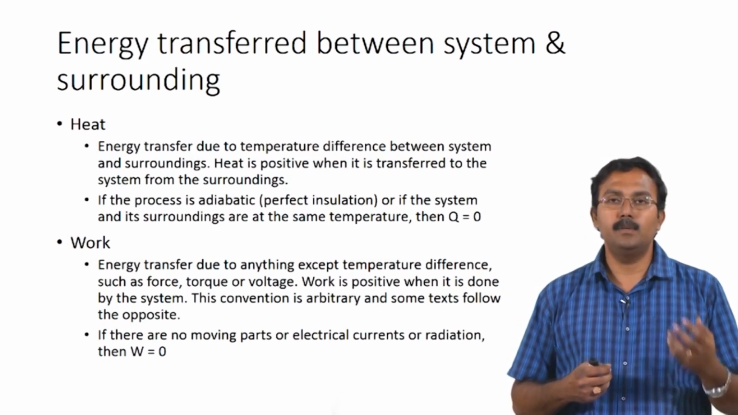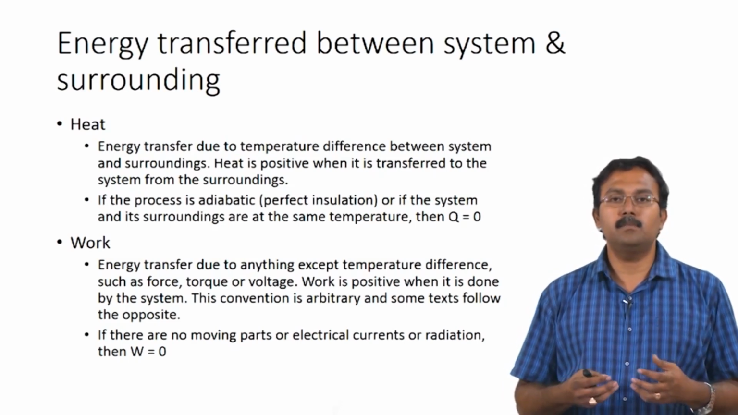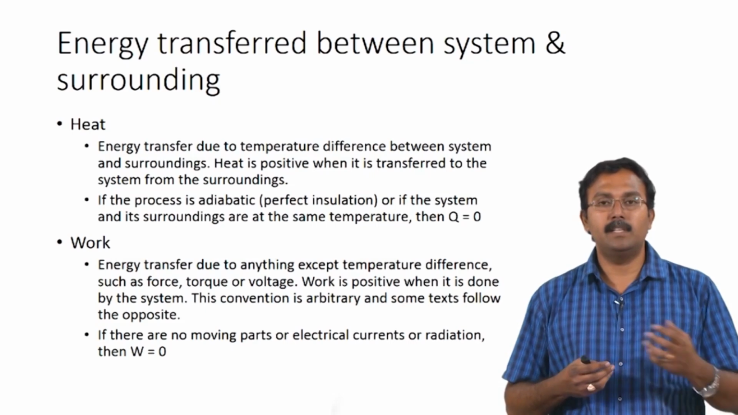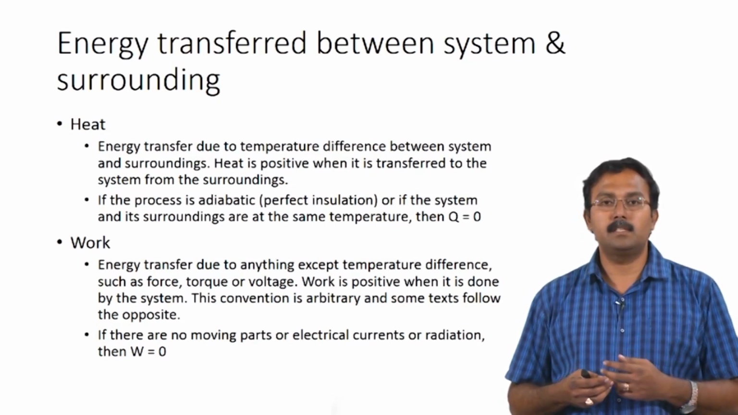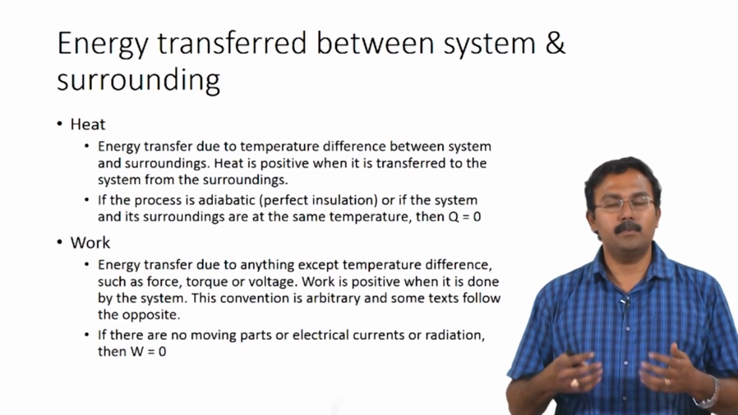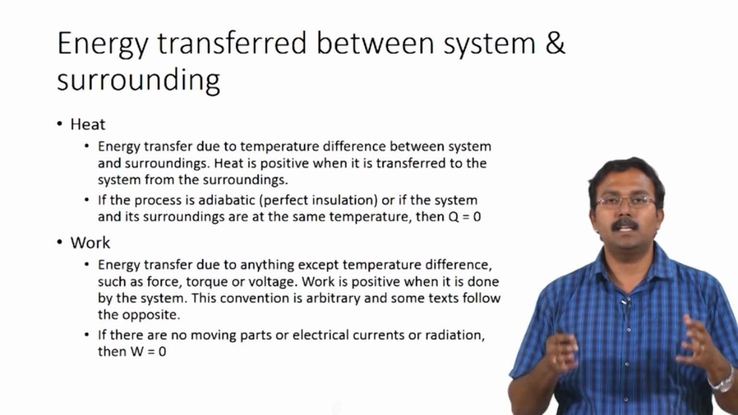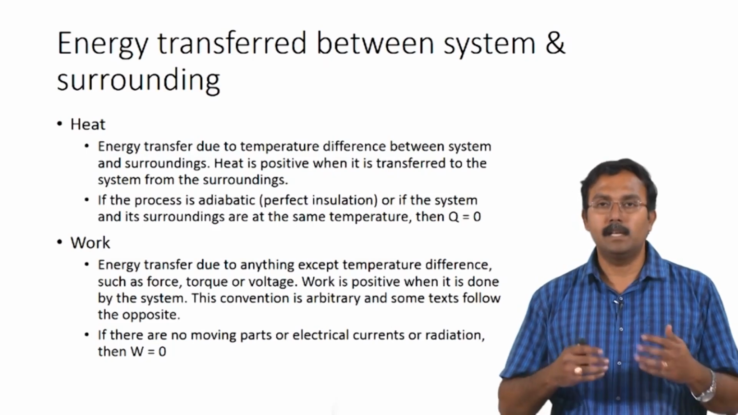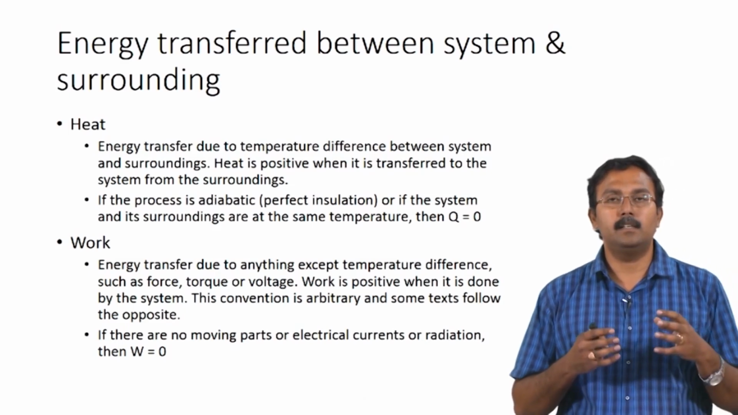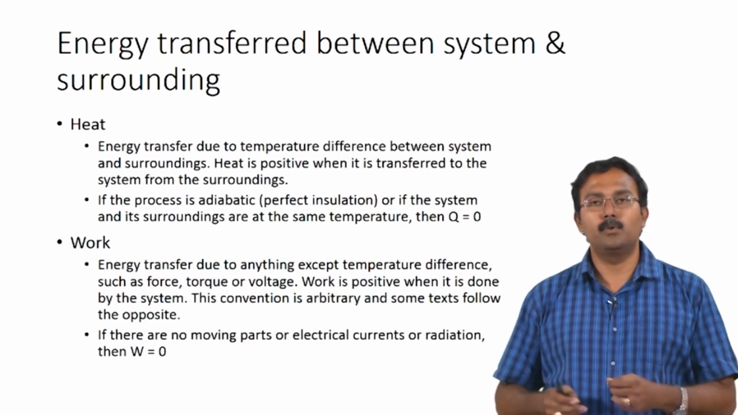Energy which transfers due to temperature differences between the system and the surroundings is called the heat. Heat is considered to be positive when it is transferred to the system from the surroundings, and it will be considered negative when we have it the other way, where energy is lost from the system to the surroundings. This is a convention which we have consistently used throughout this course, and this convention can be different as well. In some books it is used in a different way. So, please understand that this convention has been used for our course to be consistent. If the process is adiabatic, where you have perfect insulation, then there is no exchange of heat between the system and the surroundings. This would mean the term Q would go to 0.